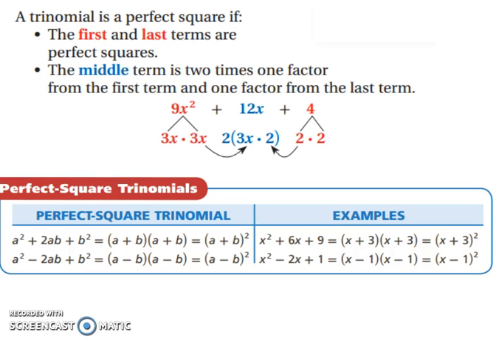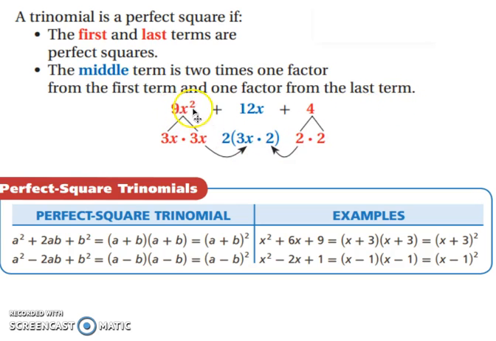A trinomial is a perfect square if the first and last terms are perfect squares. And now you have to look at the middle term. The middle term is 2 times one factor from the first term and one factor from the last term. So let's look at that.